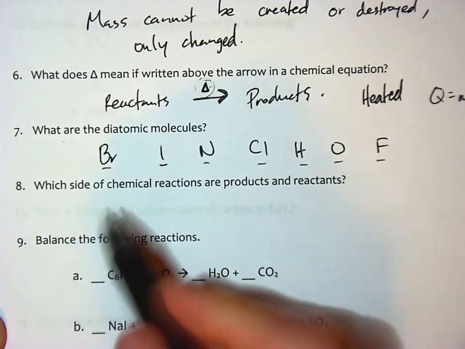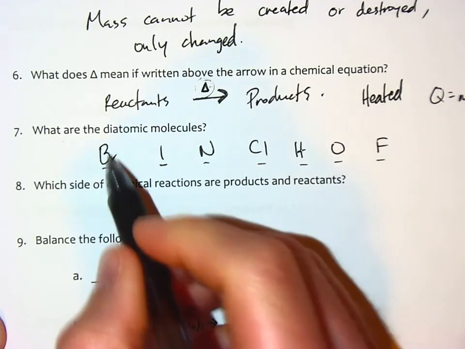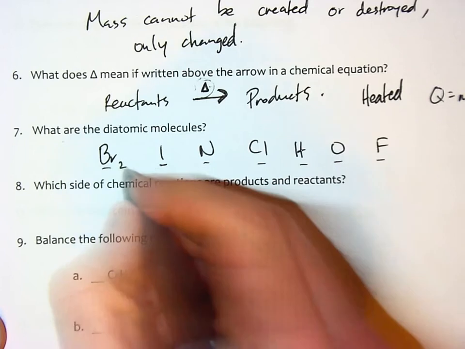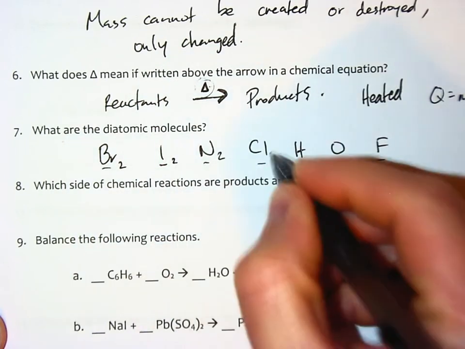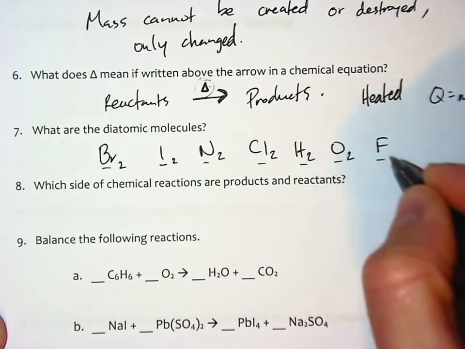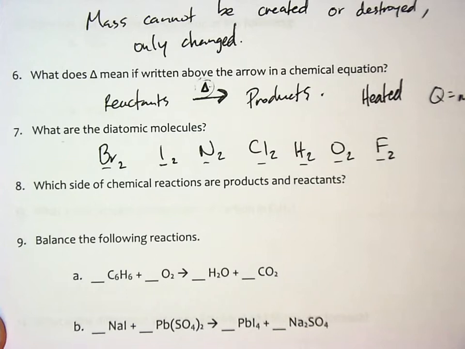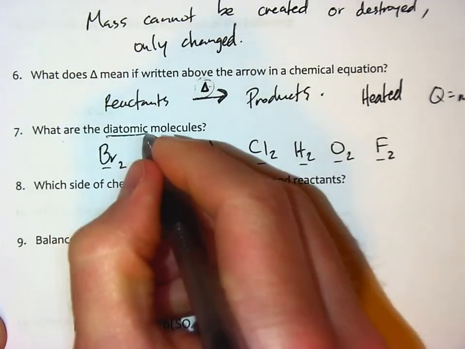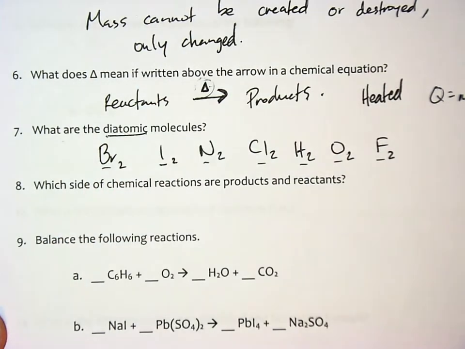And we said they do not exist by themselves. So you're never going to see these elements in a chemical equation written like this. They're always going to have the subscript of 2 with them. All right, they only exist in pairs. They'll never exist by themselves. So that's what we mean by diatomic molecules. Di meaning 2, so they exist in pairs.